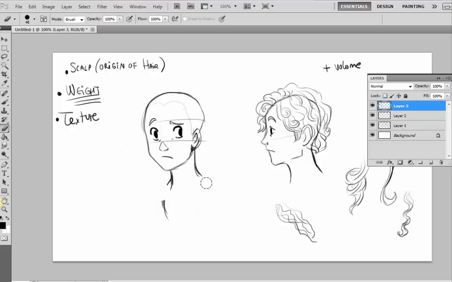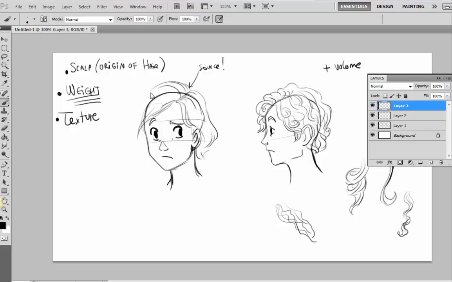Okay, so now let's talk about directions. When you part your hair, you define its direction and it will become the main source of hair. So you will have to work from this part and it will be easier for you.